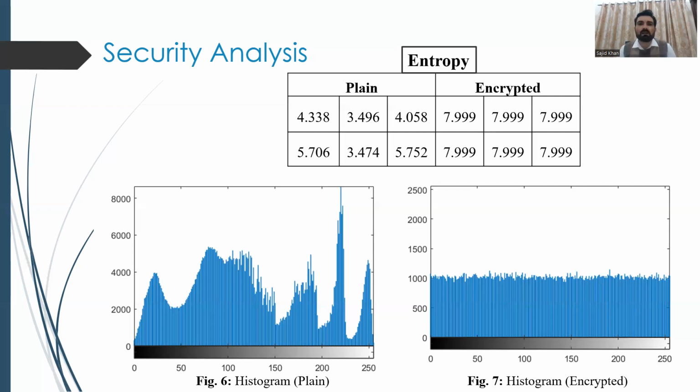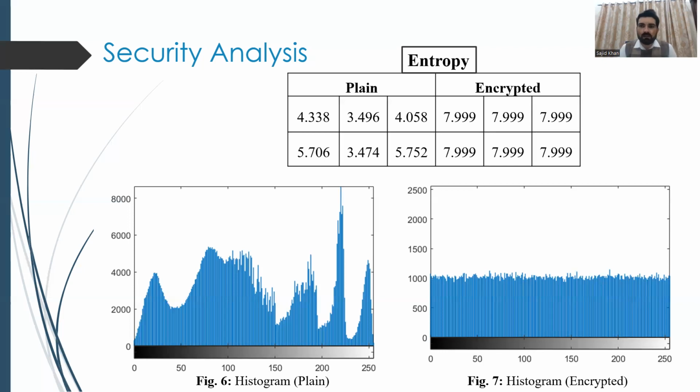And we can see from here that the plain value of the multimedia data was 4.338, and for the encrypted value it was 7.99. Basically this value is for one of the images. So you can see the plain value and the encrypted value. The encrypted value is very near to the ideal value. It means the security is much better in this one.